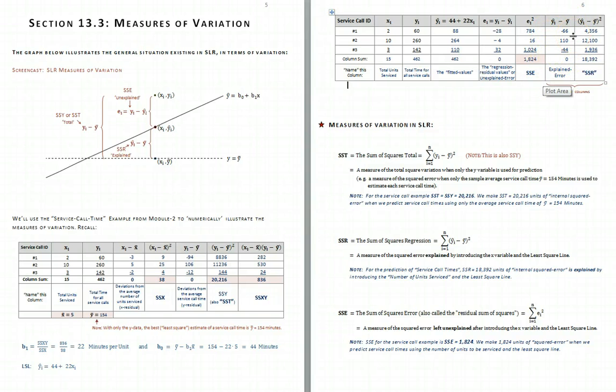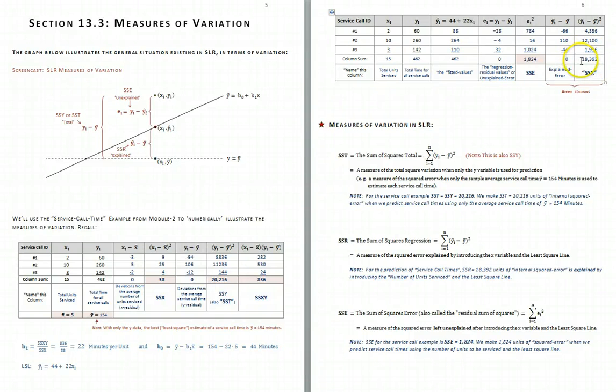This next column is new. It's the column of explained variation quantities, the yi hat minus y bars, these guys. Whenever we sum those, we'll get 0. And here are the yi hat minus y bars squared. When we sum those quantities, we get 18,392. That's SSR, our measure of the amount of variation that was explained when we introduced the x variable and the simple linear regression line.